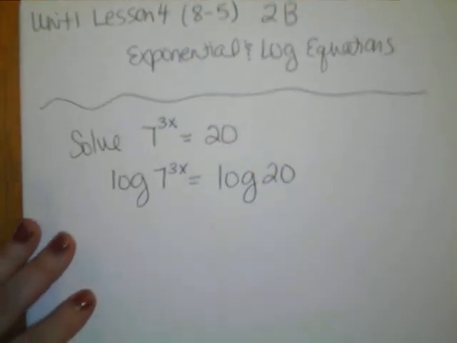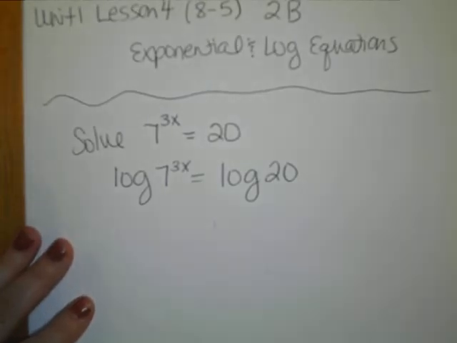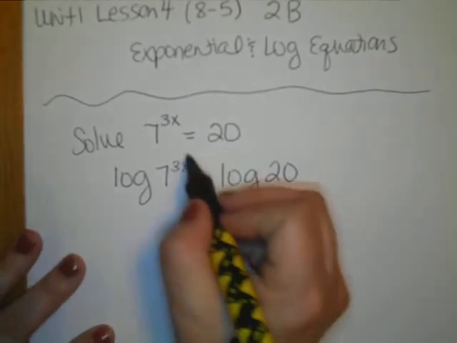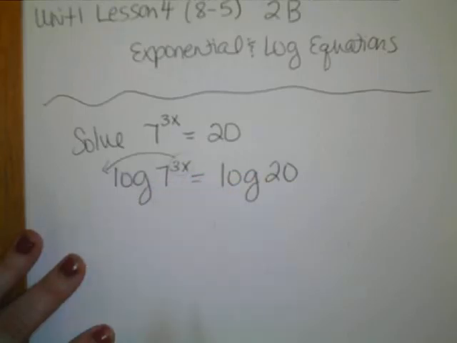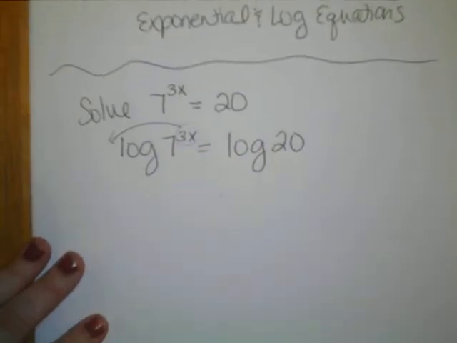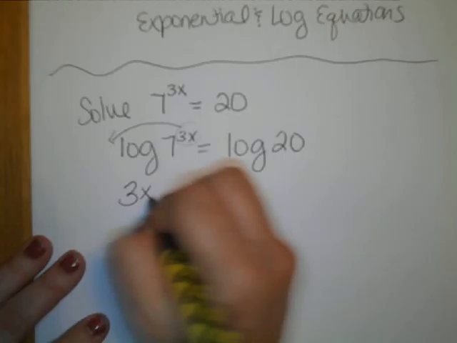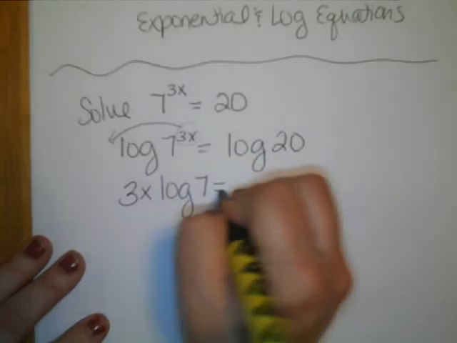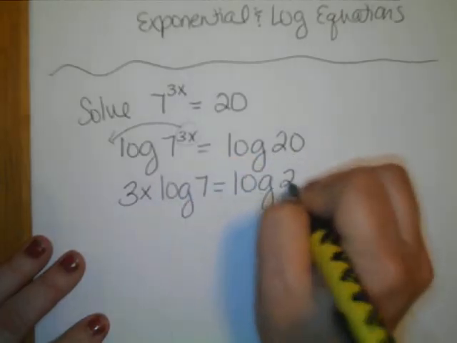Now, the rule of logs tells me that if I have an exponent, I get to bring it out front. That's why we did those properties of logs. So I get to bring this 3x out front, because now I've turned it into a log, I get to use those properties. That's the point of it.